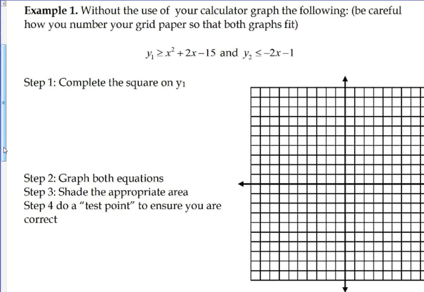How would I graph y is greater than or equal to x squared plus 2x minus 15? Well, I kind of tell you already. What are we going to do? Complete the square. Do you remember how to do that? Sort of. Okay, we factor out the a value of the first two terms. Do we need to do that in this case? No, the a value is 1. So we're just grouping the first two in this case.